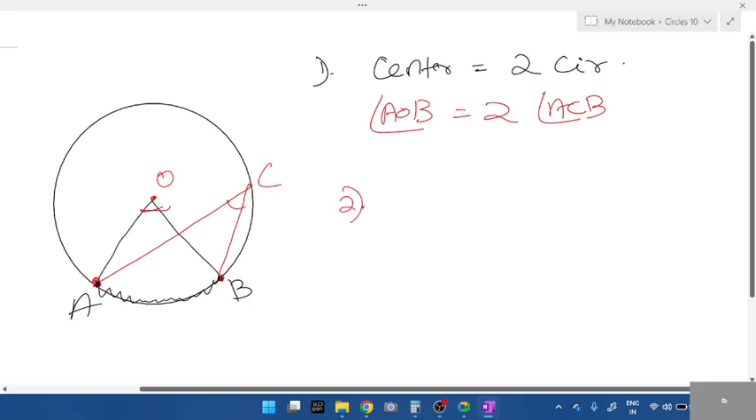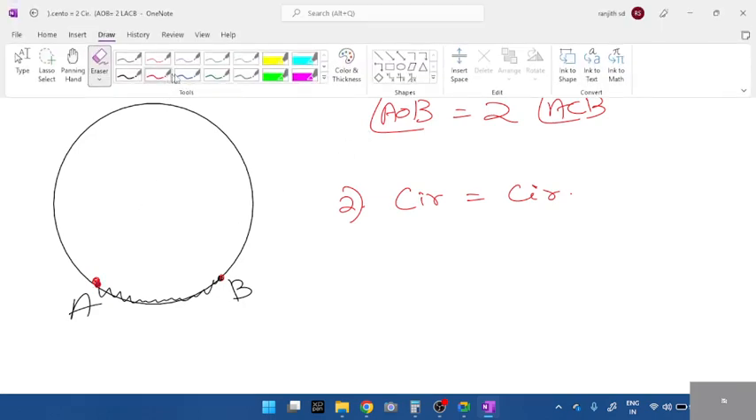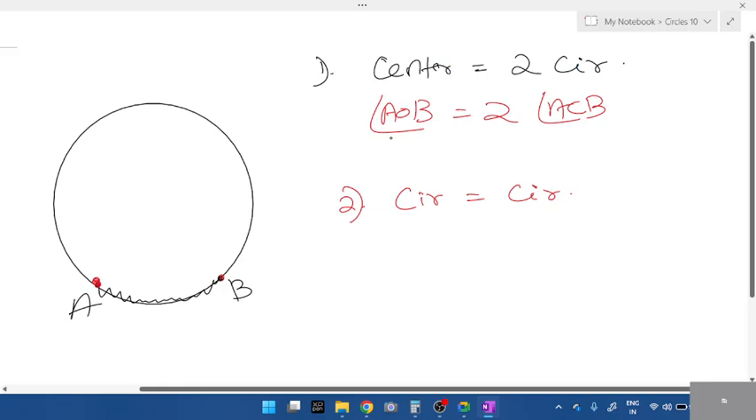What about the second theorem, students? How did I tell you all to remember? Circumference is equal to circumference. Angle formed on the same arc. Look here. And this one, the center, whenever it forms in the center, arc plus what is it? Chord or radius? Arc plus radius is sector. Sector or segment? Sector. Sector is equal to twice.